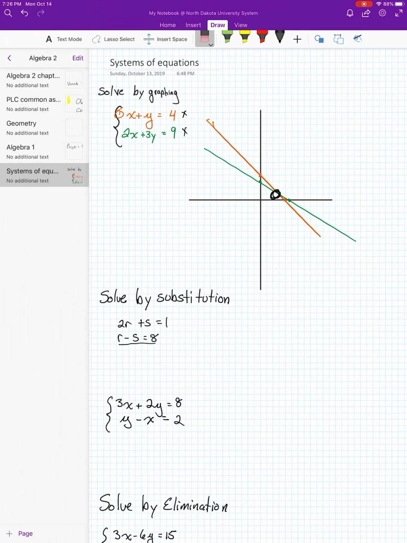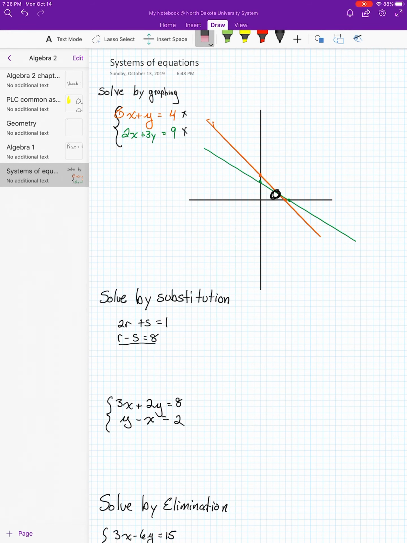Okay, so there are 3 ways to solve systems of equations that we're going to talk about. We may circle back to Cramer's rule when we start talking about matrices, but for right now, what you guys need to be concerned about is solving by graphing, substitution, and elimination.